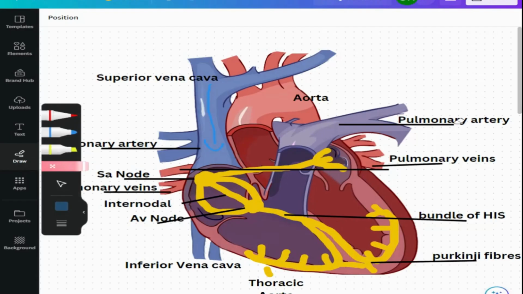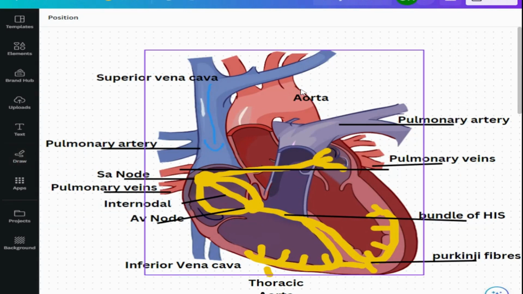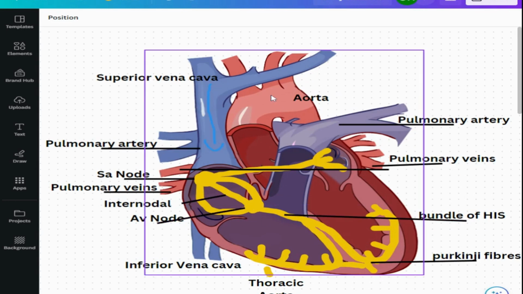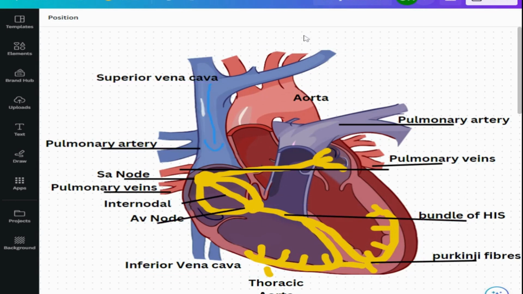Alright, now that we have a little overview of the respiratory and cardiovascular system under our belt, let's talk about blood circulation. But before I start talking about that, just familiarize yourself with these terms on the screen right now, so when I talk about them in a second, you don't get too confused.